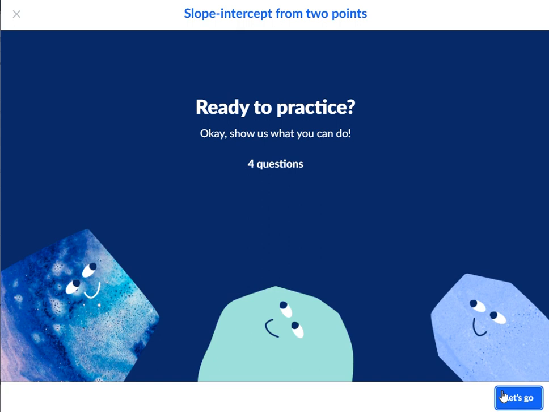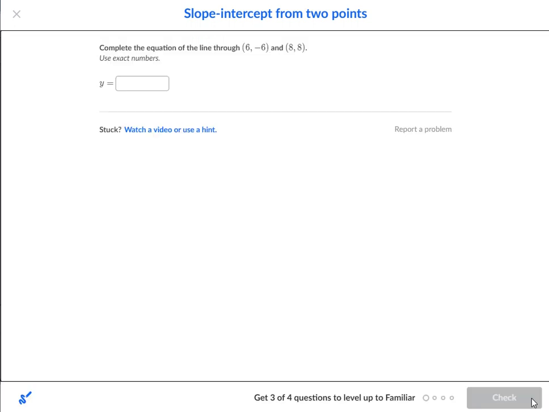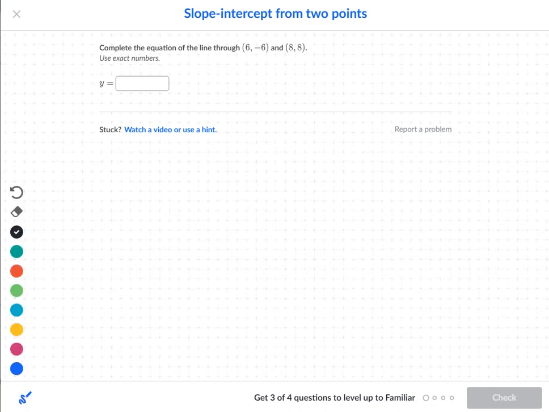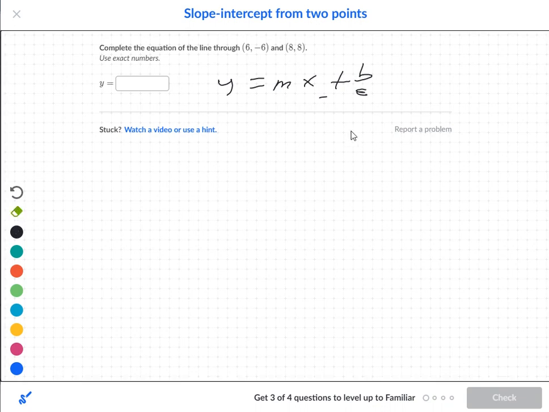Slope-intercept form from 2 points. Okay, so we have the following equation here, and what they give us is just 2 points. So what we have to do is write this as y is equal to mx plus b. So you've got to find what is the m and what is the b.